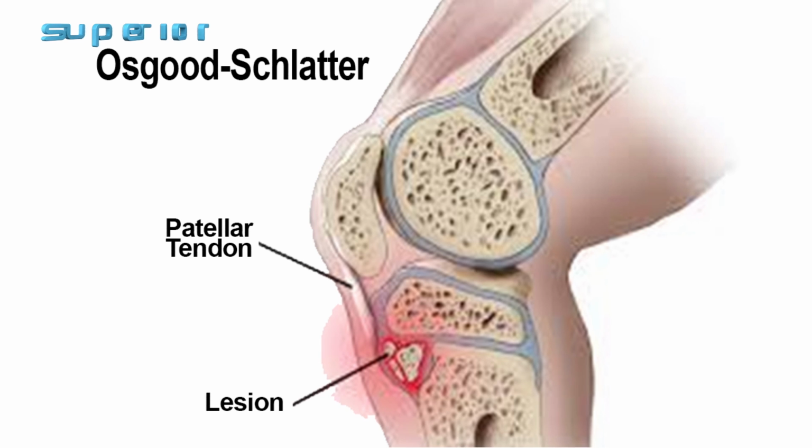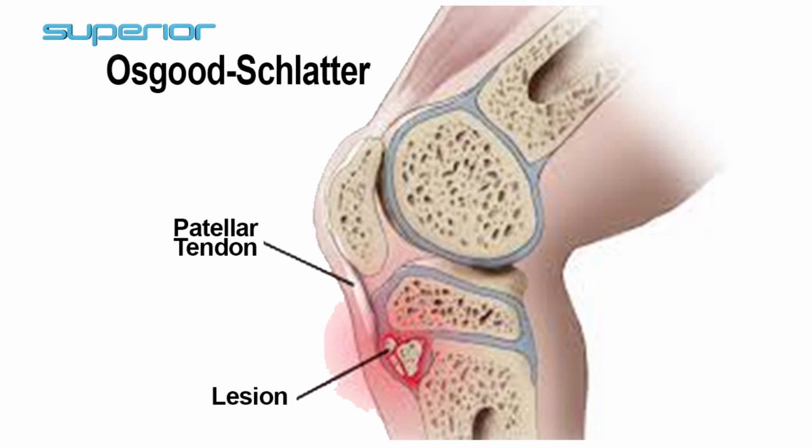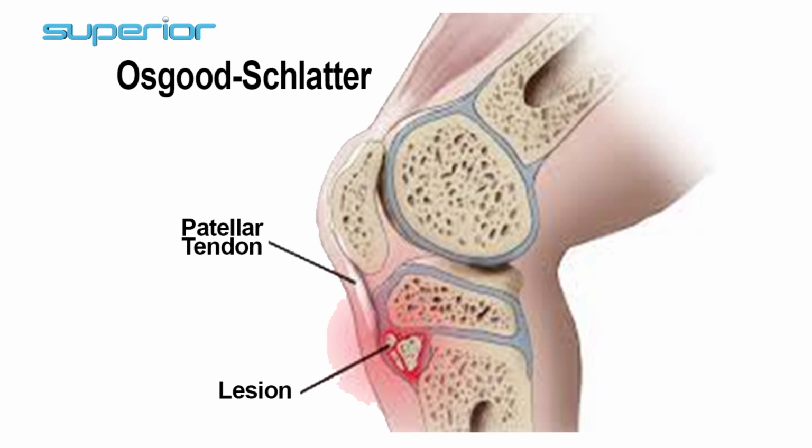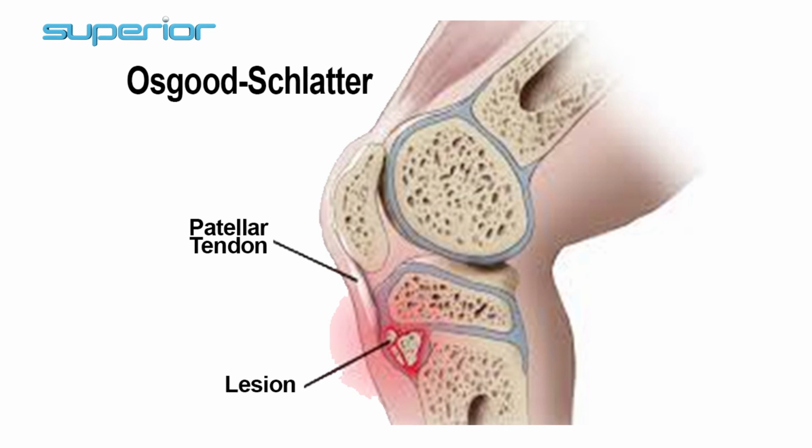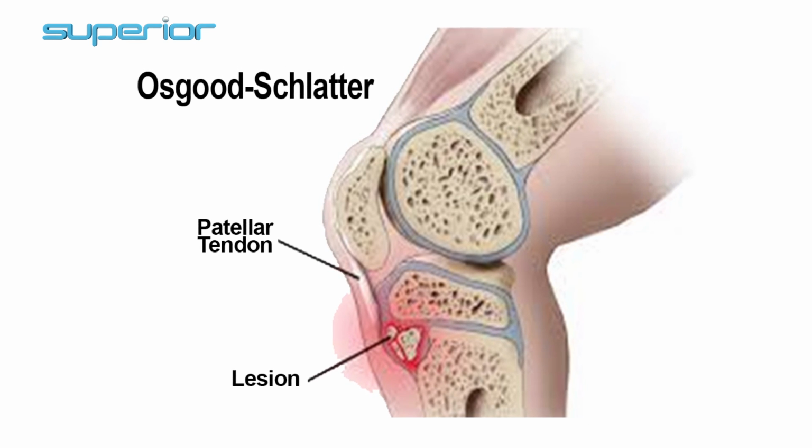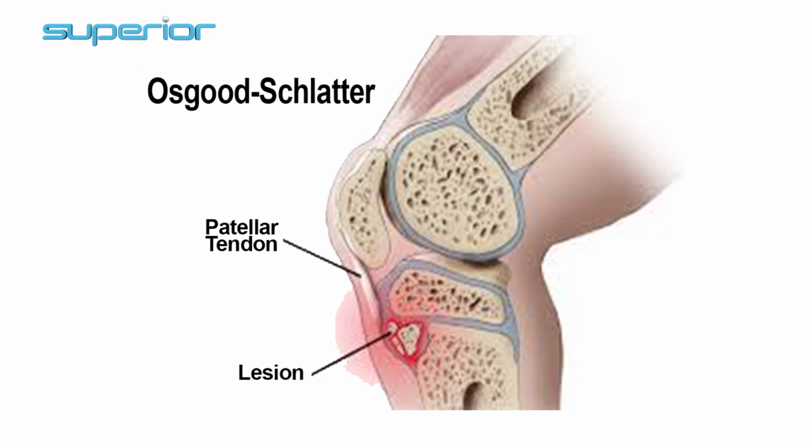This is a condition called Osgood-Schlatters. This is a side view of the knee. It shows the patellar tendon that comes down from the quadriceps, attaches to the tibia, and actually starts to pull off of the bone. It's a very common condition in young kids.